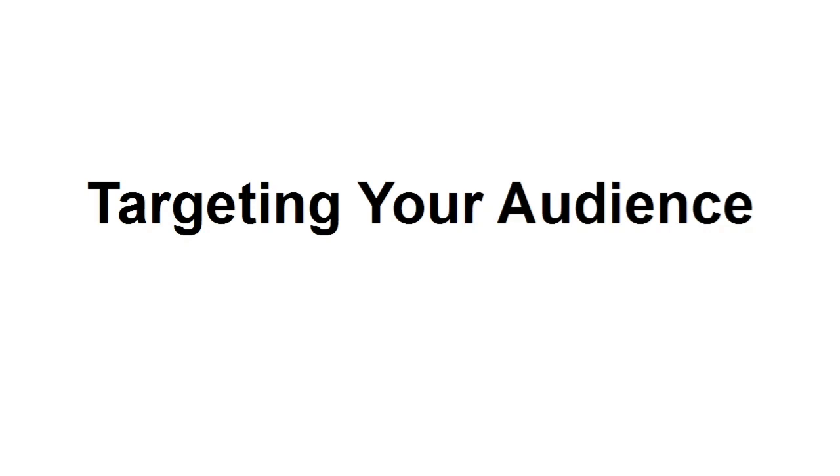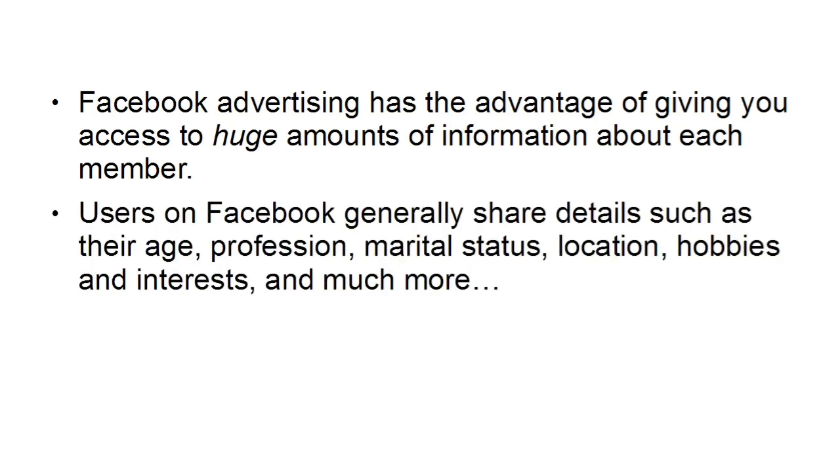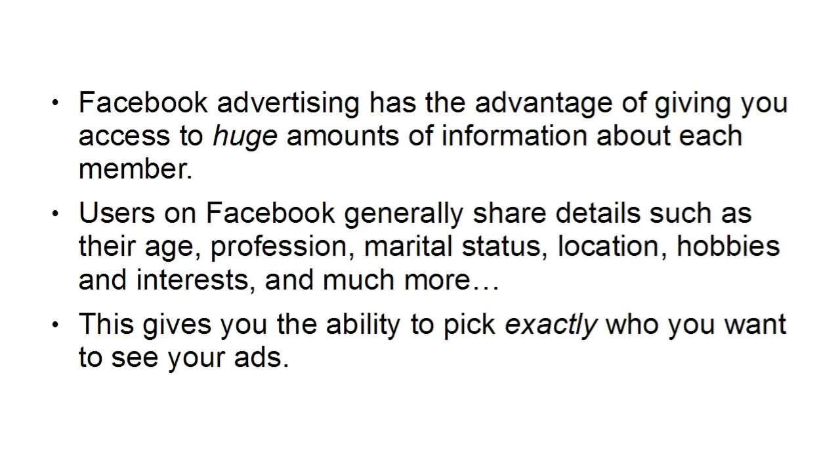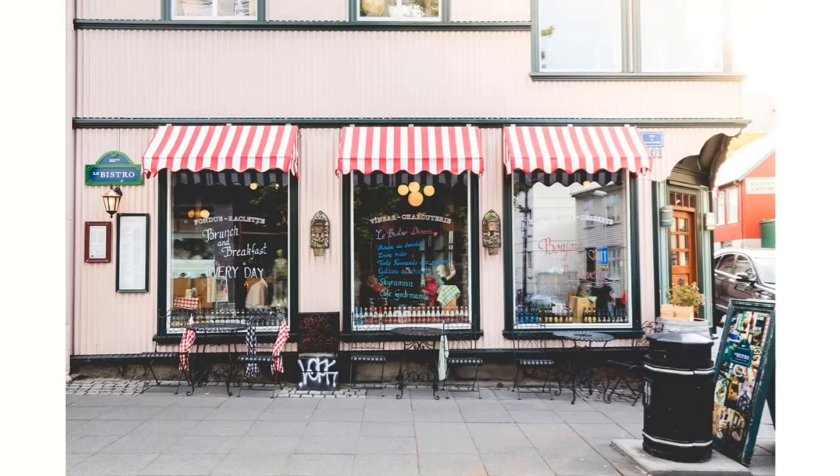The massive benefit of Facebook ads compared to other forms of online advertising is the ability to target your audience strategically and very, very carefully. And Facebook advertising has the advantage of giving you access to huge amounts of information about each member. And users on Facebook generally share details such as their age, their profession, their marital status, their location, hobbies, interests, and much, much more. And this gives you the ability to pick exactly who you want to see your ads. So, do you want your ads to be seen by inner city teenagers? Or would you rather they were seen by women based in the suburbs who are in a relationship? Or by local business people?